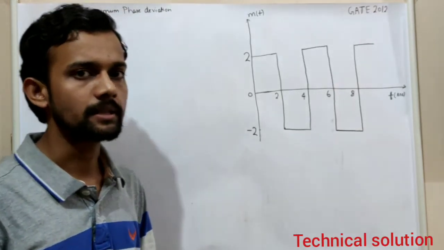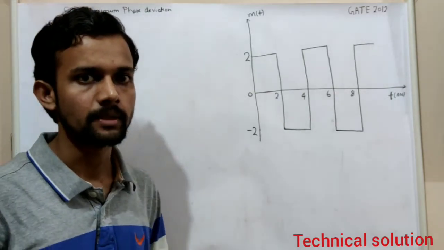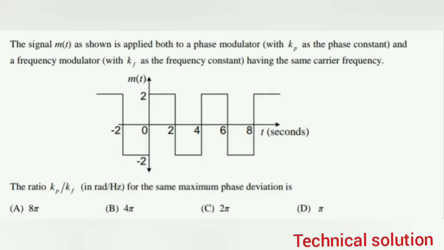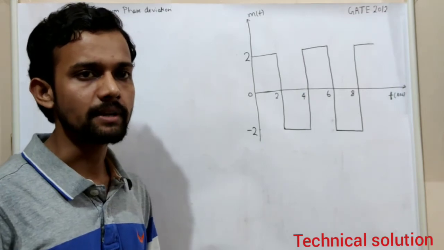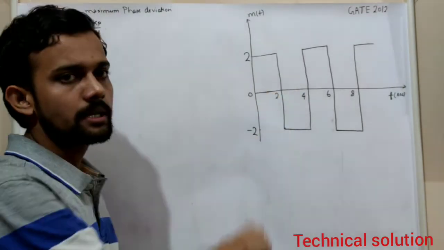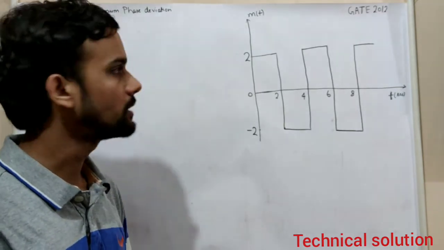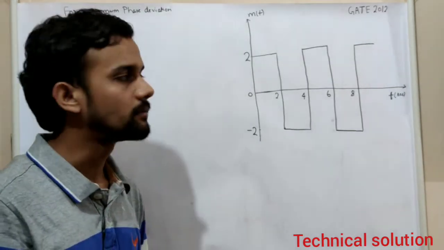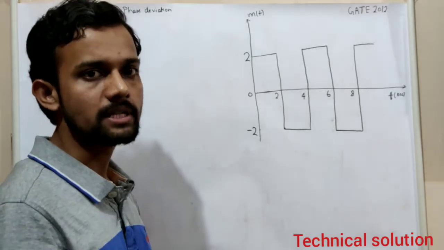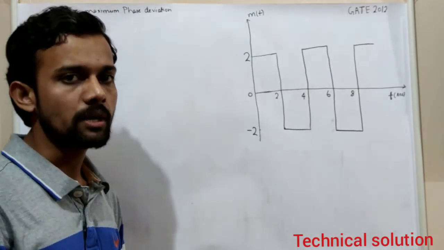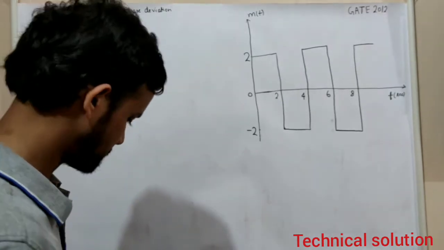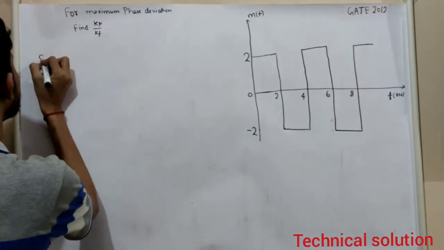This question was asked in GATE 2012. In the question it is given that the message signal m(t) is applied to both phase modulation and frequency modulation. Then, for the same maximum phase deviation for both phase modulation and frequency modulation, find the ratio of Kp by Kf. Solution.